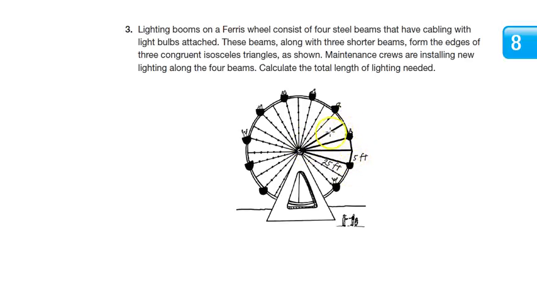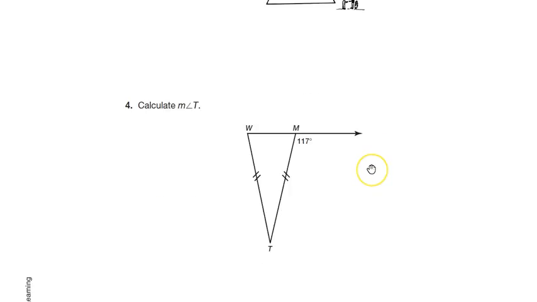So really, since these are congruent isosceles triangles, if this one's 25, that one's 25, that one's 25, and that one's 25. So to get enough lights, you need how many feet? I would just take the 25 times 4 and you'll get the answer.